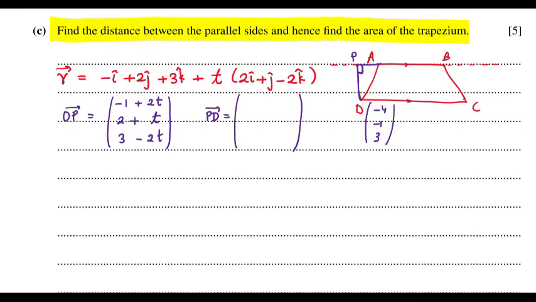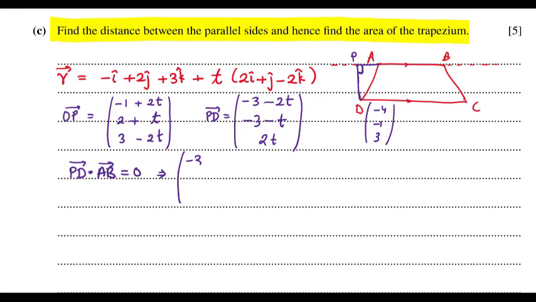PD vector is D minus P. So -4 minus (-1 minus 2t)... it is -3 plus... -3 minus 2t. 2 minus (-1)... -3 and minus t, and 3 minus 3 is 0, so it is only 2t. Now the angle between AB and PD is 90, so it means PD dot AB has to be 0.